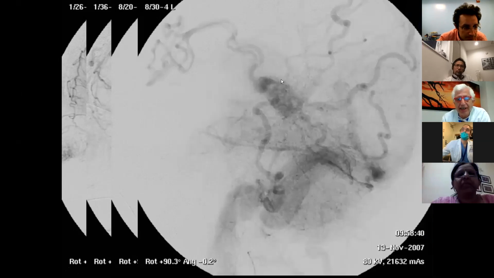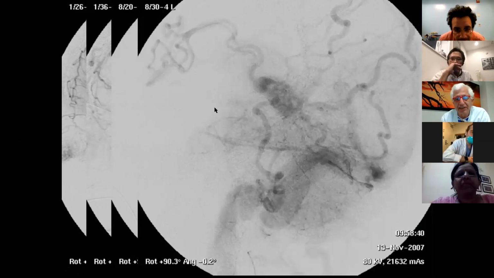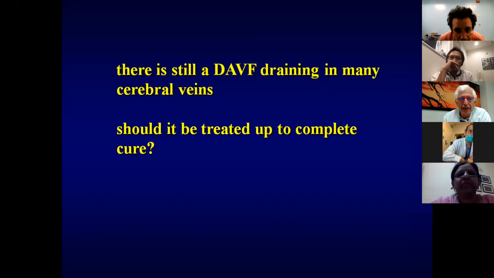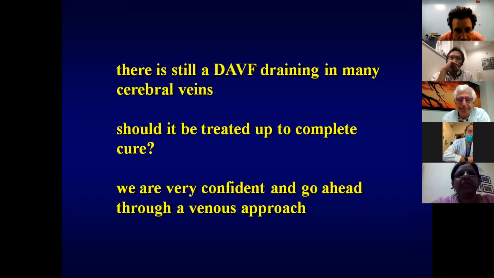The drainage is, as you can see, forward into the dilated veins, which at the beginning are the internal cerebral vein, I guess, and many other veins. So what should we do? There is still a dural AV fistula draining into many cerebral veins. Should it be treated to complete cure? We were very confident, and we would go ahead through a venous approach this time.